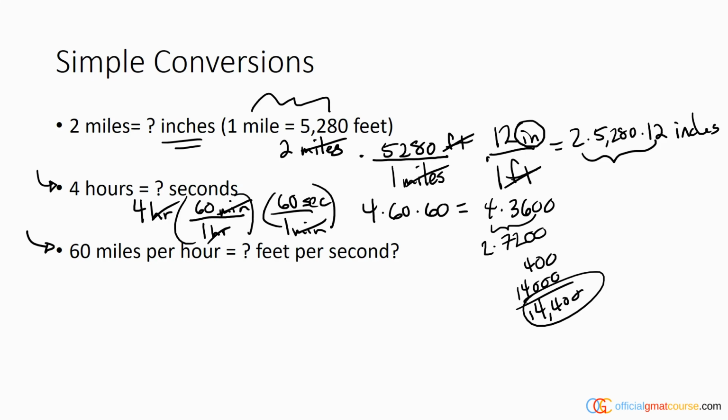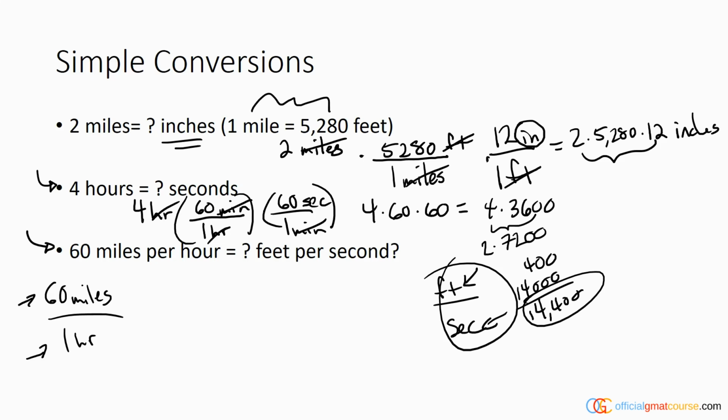All right, now a little more complicated. We have miles per hour. 60 miles over 1 hour. I'm trying to get to feet over seconds. So I have distance over time, distance over time. So I'm starting off in the right place. You have to make sure that you have the appropriate type of unit on top and on the bottom. Focus on your end goal, and this is our end goal. So focus on your end goal when you're starting out on the conversion.